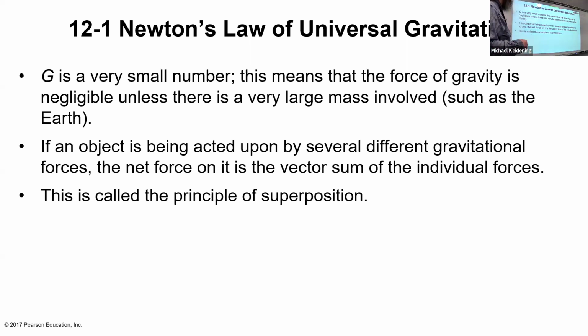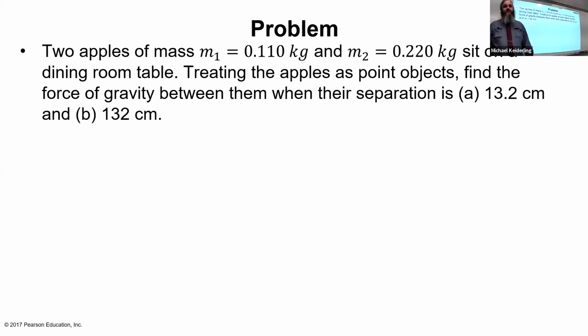So G is a very small number. This means the force of gravity is negligible. If an object is being acted on by several different gravitational forces, the net force on it is a vector sum of the individual forces. This is called the principle of superposition.